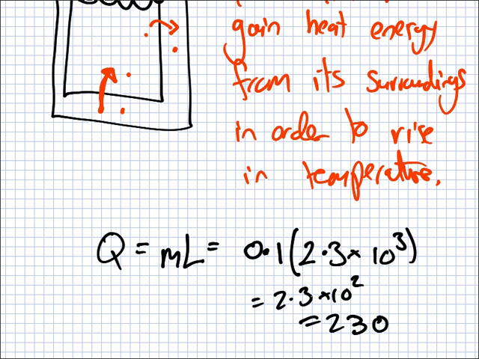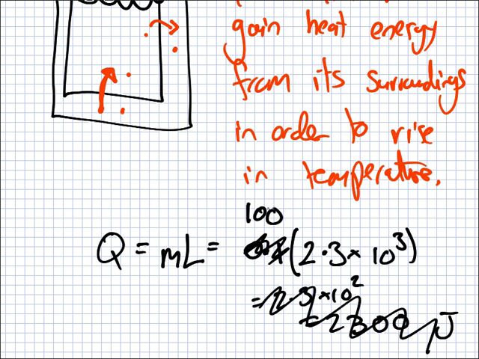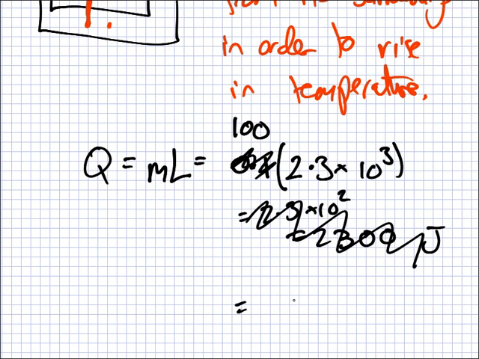Is that right? 230? This is 2.3 times 10 to the power of 3 joules per gram. Per gram? Oh, those sneaky guys. So I should have kept this into 100 grams. So, what's that going to be? No, that's 2, 3, 1, 2, 3, 4. Joules.